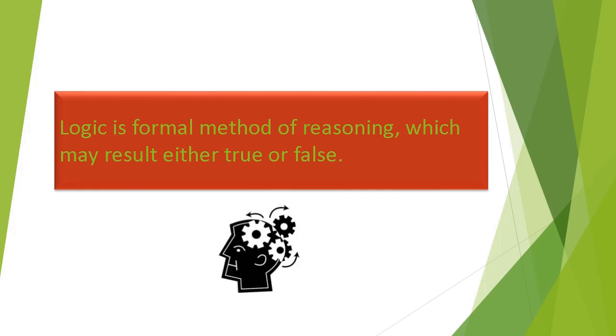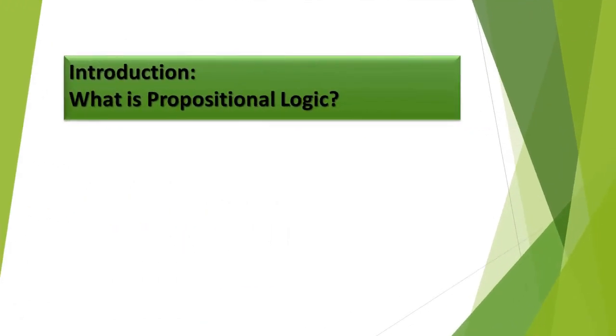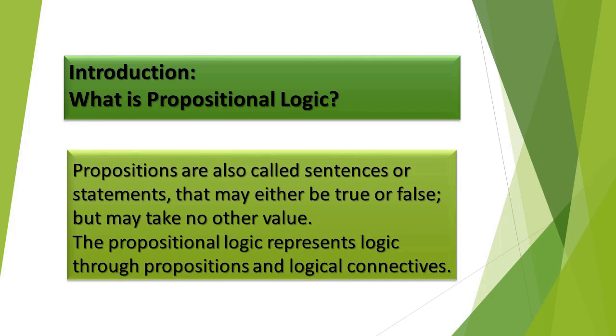There are various ways to provide a logic. It can be done through thoughts, signs, signals, and statements, etc. The logic endeavored through sentences is termed as propositional logic. Now we can see what is propositional logic. Propositions are called sentences or statements that may either be true or false, but it may take no other value. The propositional logic represents logic through propositions and logic connectives.